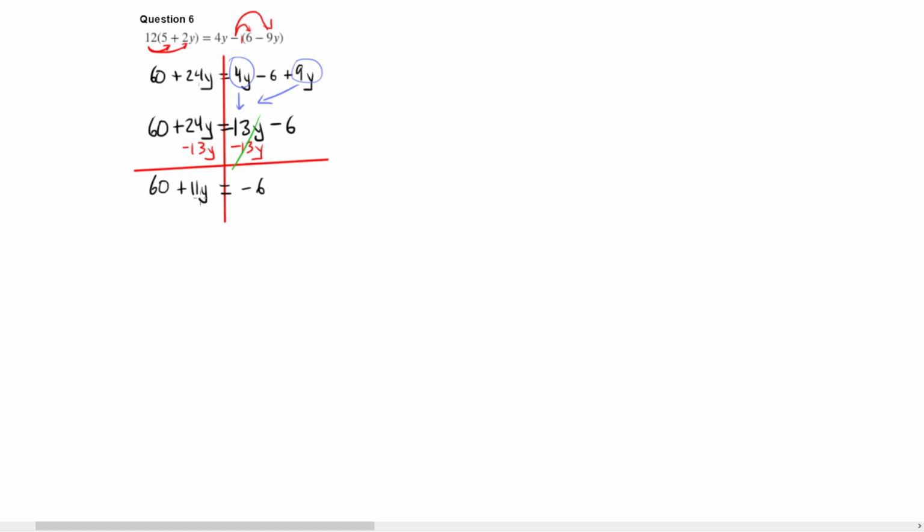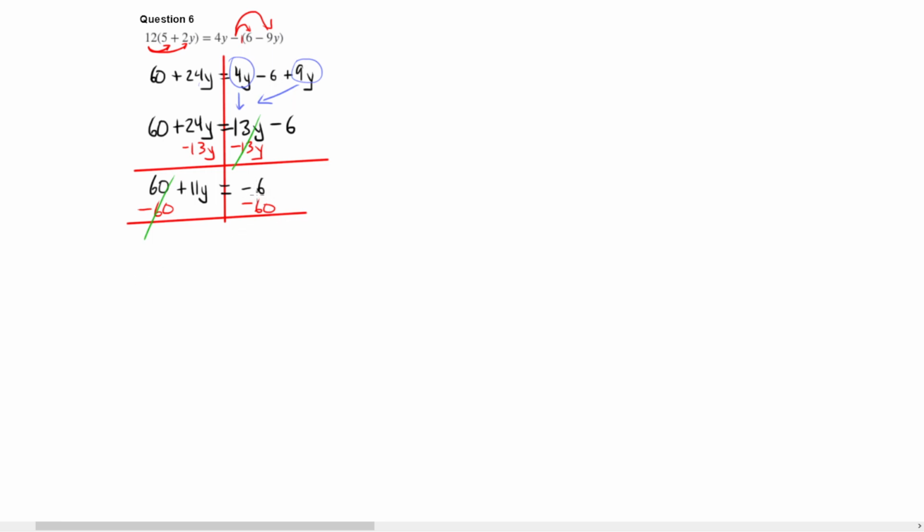Now, let's go ahead. I could, like before, get rid of this 11 by dividing by 11. I think that would give me some really nasty decimals, and I want to avoid that. So instead of getting rid of this term, I'm going to get rid of this term. How easy is it to get rid of the 60? I'll just go -60. That's not bad at all.